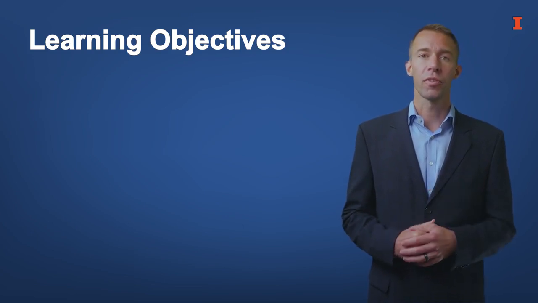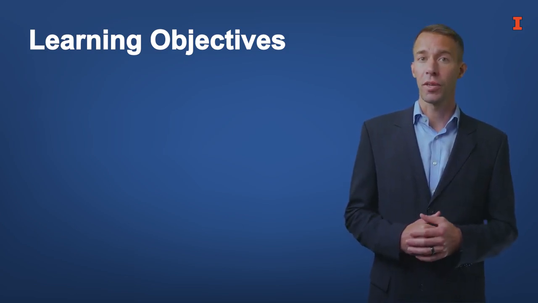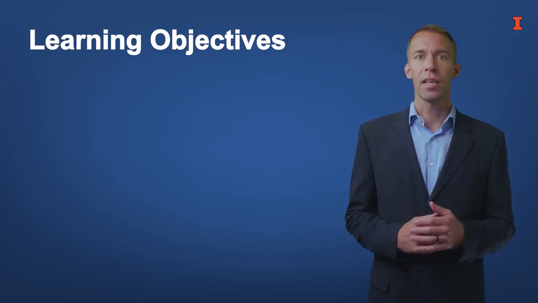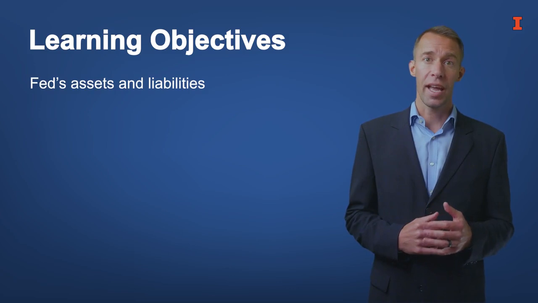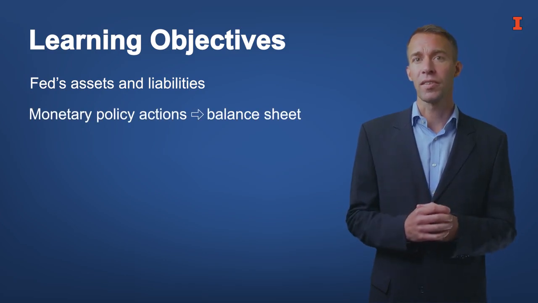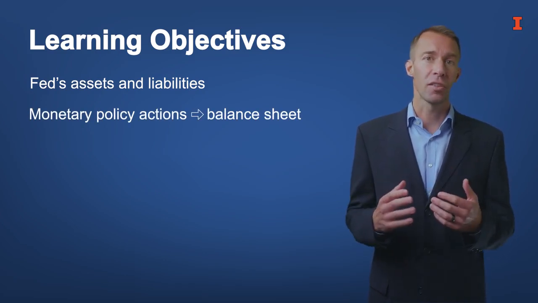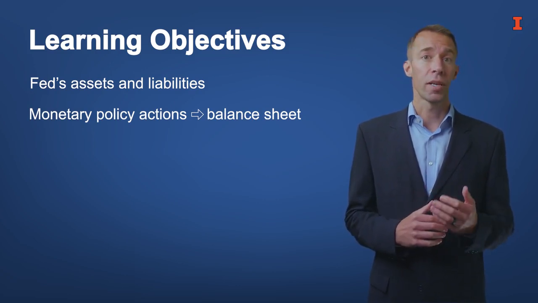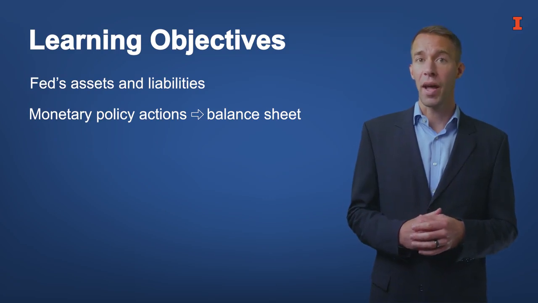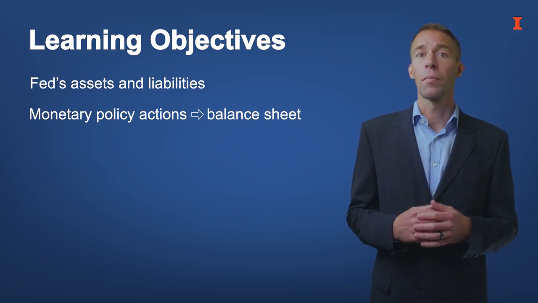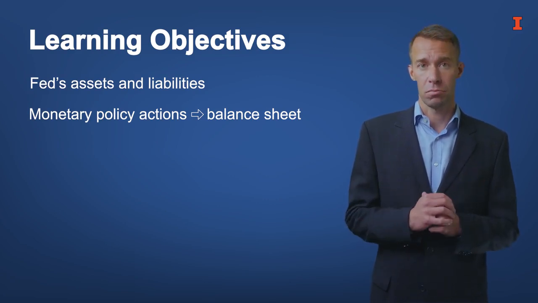The Federal Reserve System is the central bank of the United States. Like any financial institution, the Fed has a balance sheet. Like any balance sheet, there will be assets and there will be liabilities. What's different is that the Fed uses its balance sheet to achieve its monetary policy goals. For example, when the Fed decides to buy assets and expand its balance sheet, it is a monetary policy action.